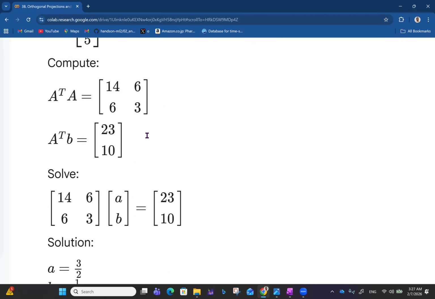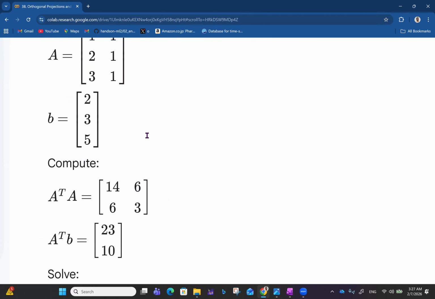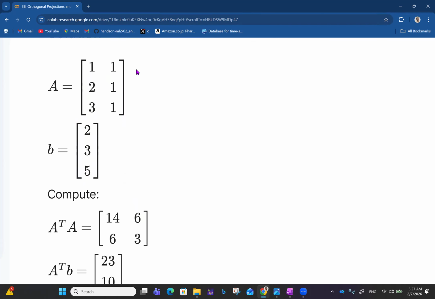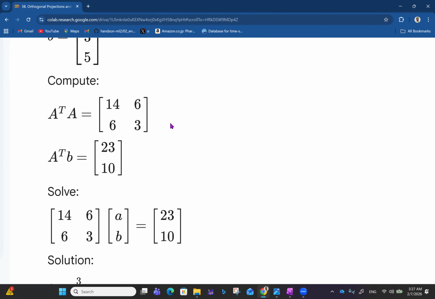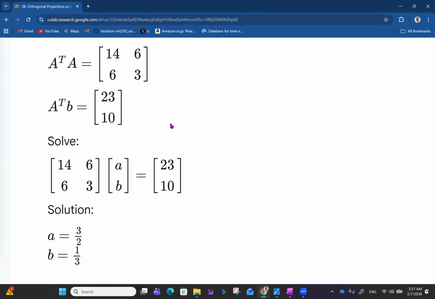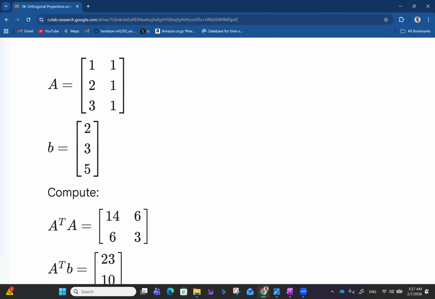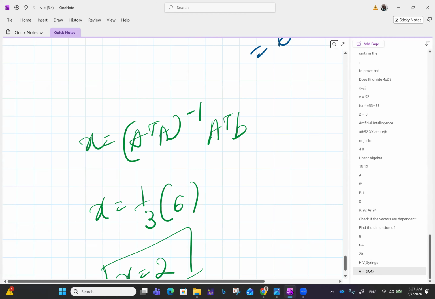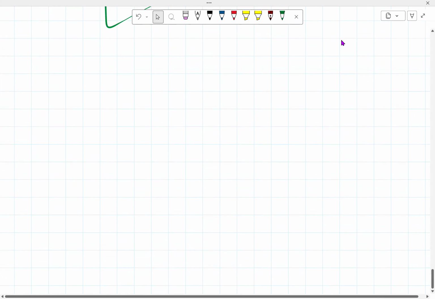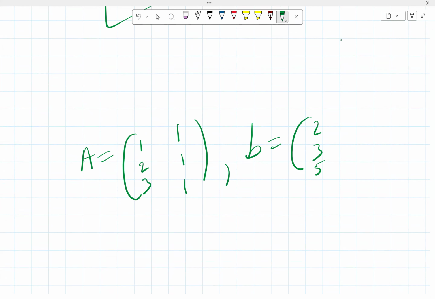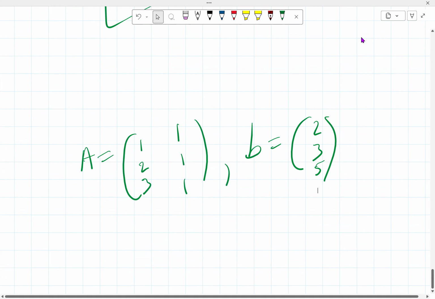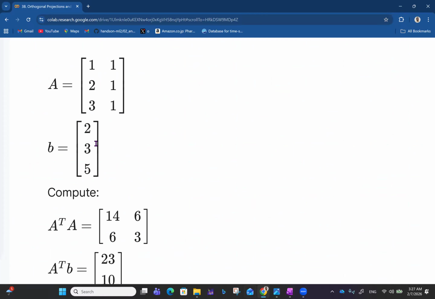So this is A transpose A. Or maybe I can just follow this through. A transpose A means you have 1, 1, 2, 1, 3, 1. Let me go for that. I'm trying to reconsider if I should do it. Okay, that's fine. So here now you have A is 1, 2, 3 and 1, 1, 1. You always augment with that, right? And the b side is 2, 3, 5, I believe. The b side is 2, 3, 5. Yeah.